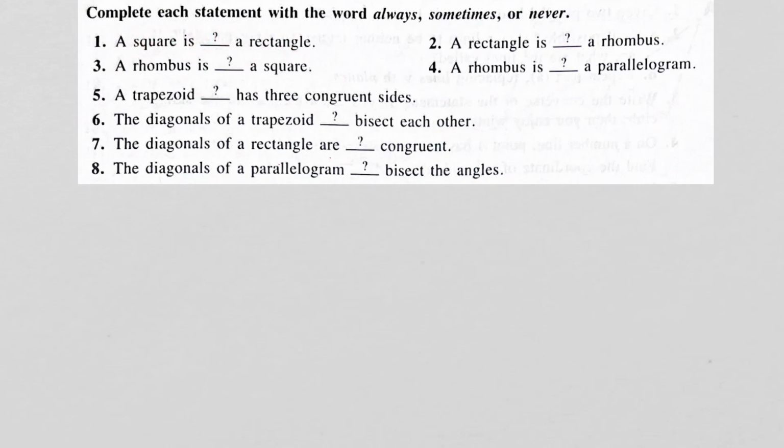A square is a rectangle. A square is a very specific type of rectangle. It's when all four sides are equal. So a square is always also a rectangle. So this one is always.